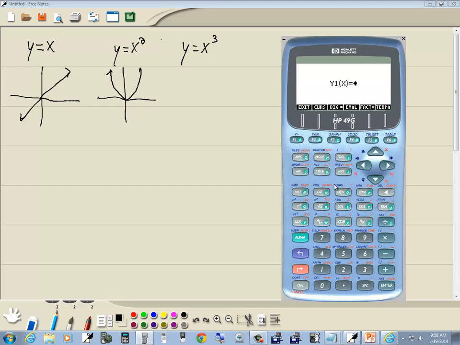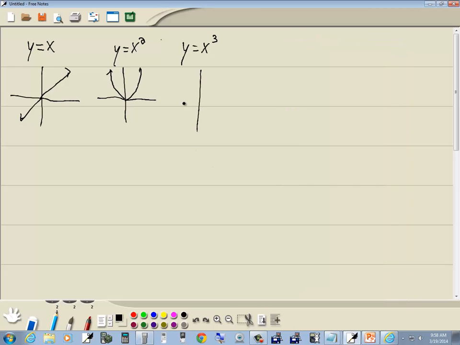Now I'll do x to the third. So I'm going to do my X key, I'll do my Y to the X button, and I'll do a 3. Now I'm currently up in exponent mode, so I'm going to press my right arrow key to get out of exponent mode, and then I'll do an enter to save that. And then I'll do F6 to draw, and then we get that. That right arrow key will get you out of whatever you're in, and that'll become important in some problems.